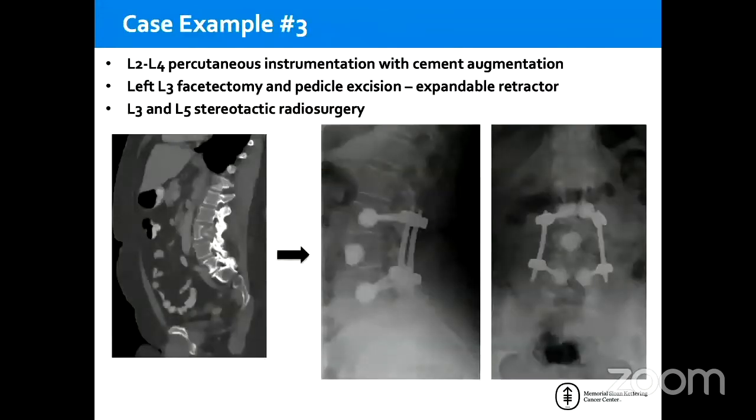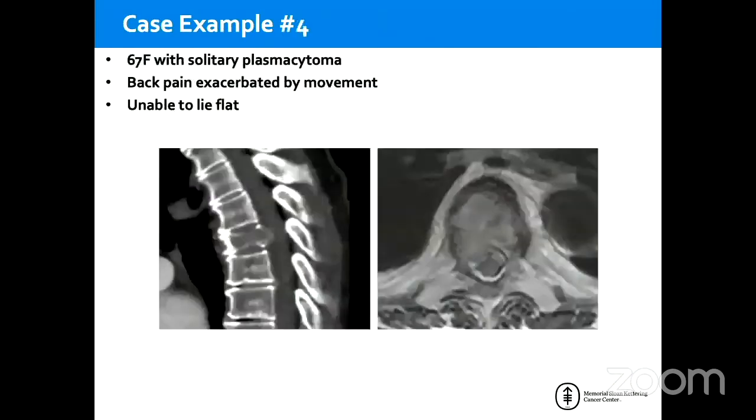And again, for somebody who is in the midst of radiation, this would probably be somebody who would require plastic surgery closure, because we'd know that she would be at high risk of falling apart in the middle of radiation. But for her, it really wasn't a problem. The small incisions, the tubular decompression and facetectomy, and she went right back to radiation right after the operation.